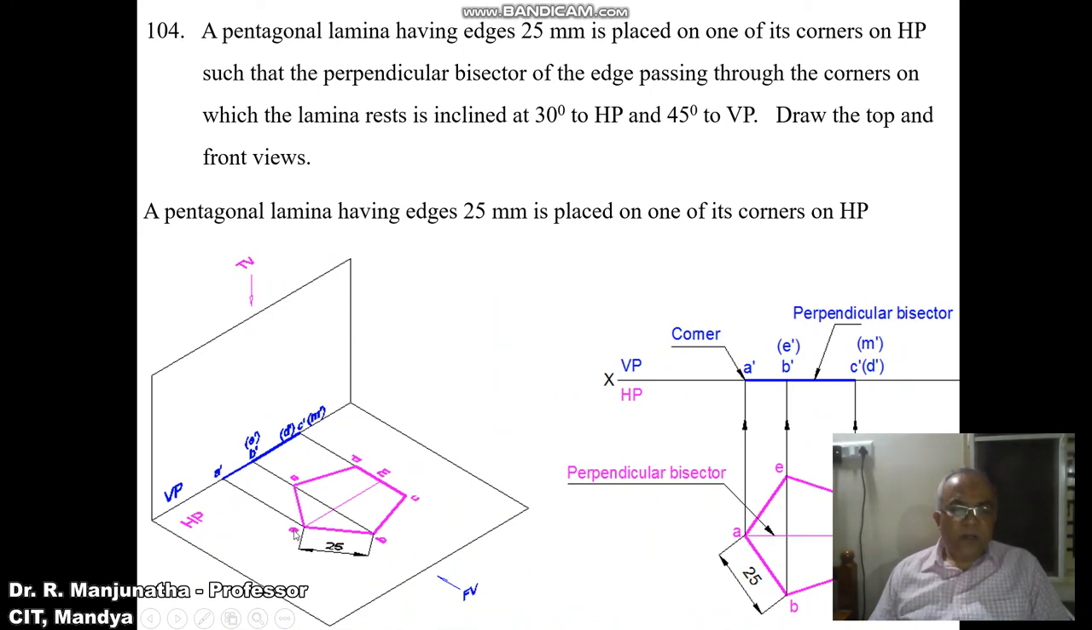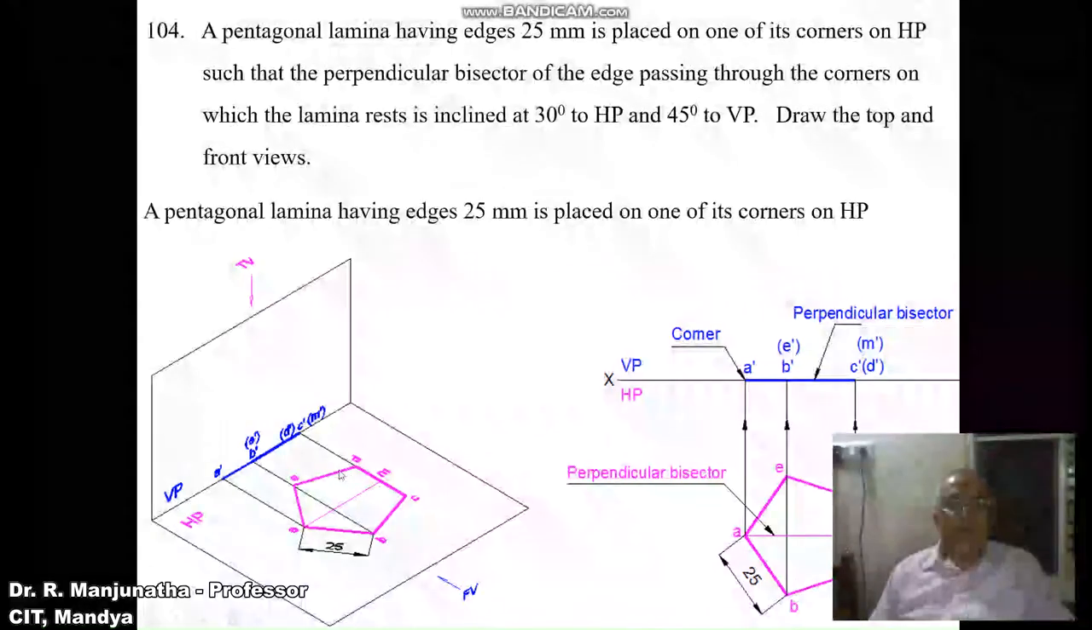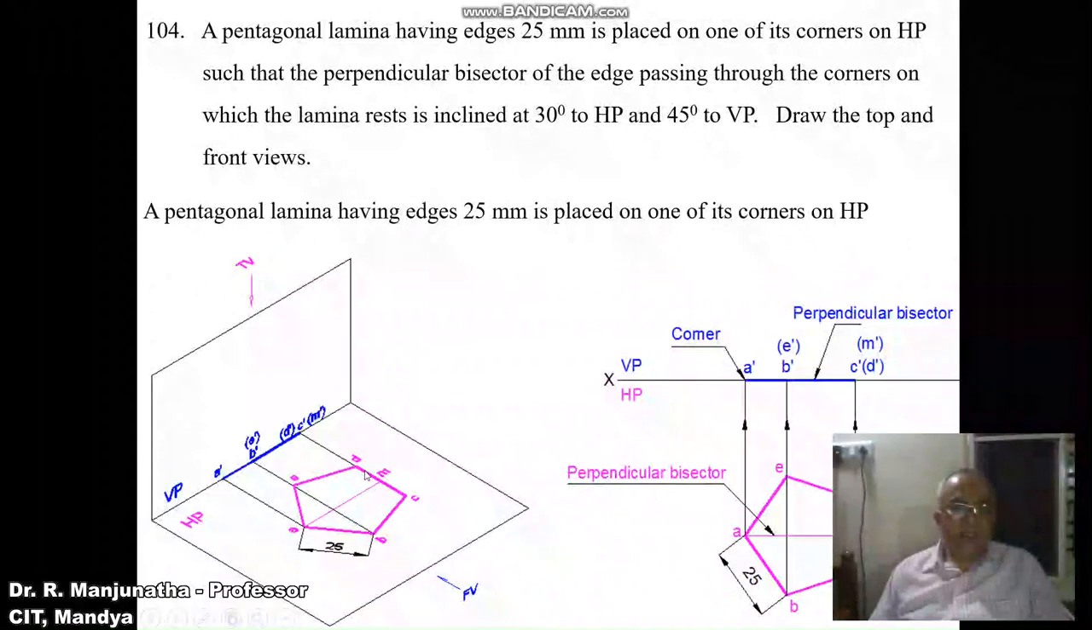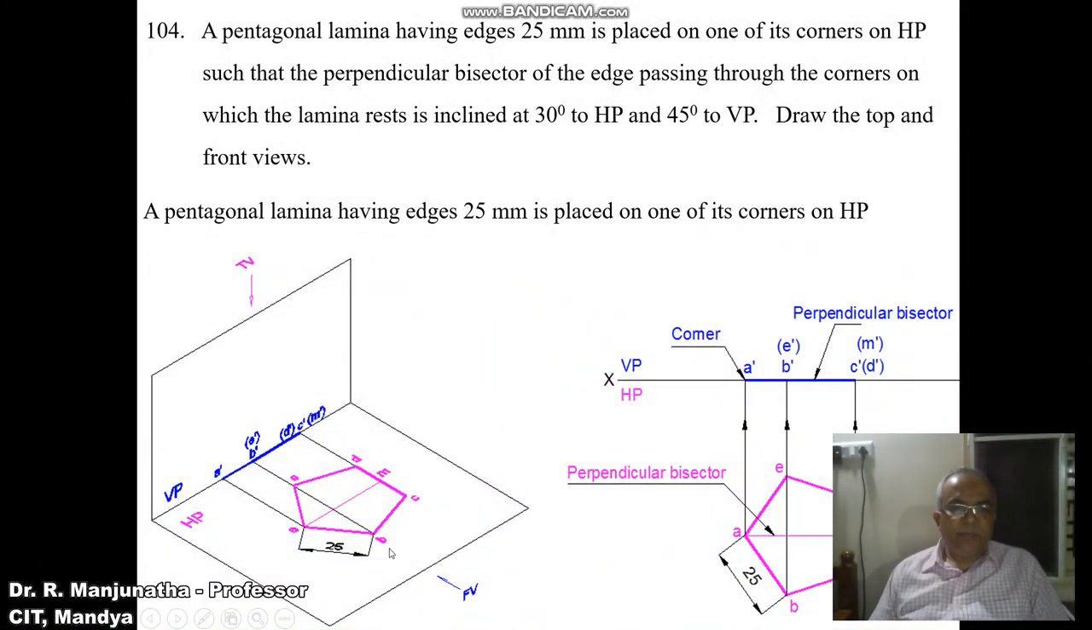Since a pentagon is an odd-sided figure, one end will always be a corner, and opposite to the corner will be a side. Whether a corner or a side is resting on HP, the edge will always be perpendicular to VP, which can be seen here. When you look from the top view, A, B, C, D, E is visible. And since he says the perpendicular bisector, AM is the perpendicular bisector which has to be taken care of.